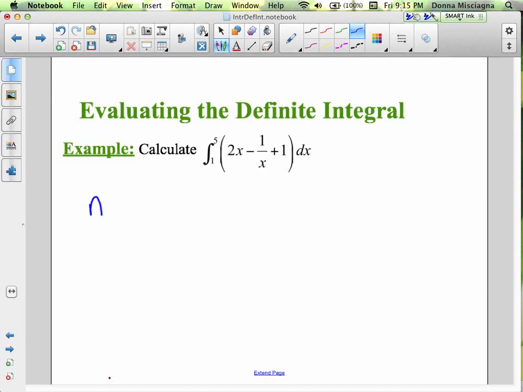We had a couple rules that we've learned for integrating. We're going to integrate the 2x. That would be a power rule, so we'd increase the exponent by 1 and divide by the same thing. The 1 over x is not a power rule. If you have x to the negative 1, or 1 over anything, that is not going to be a power rule. This is going to be natural log of x.